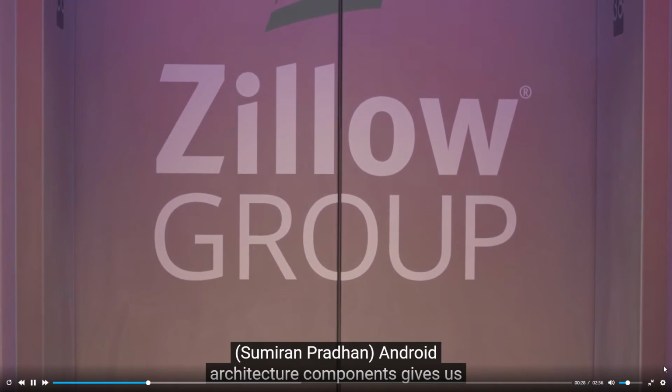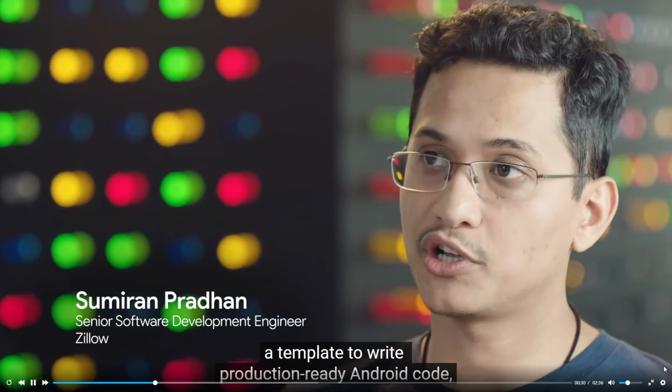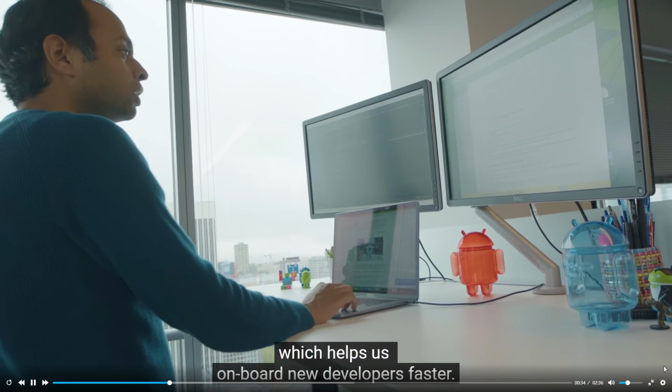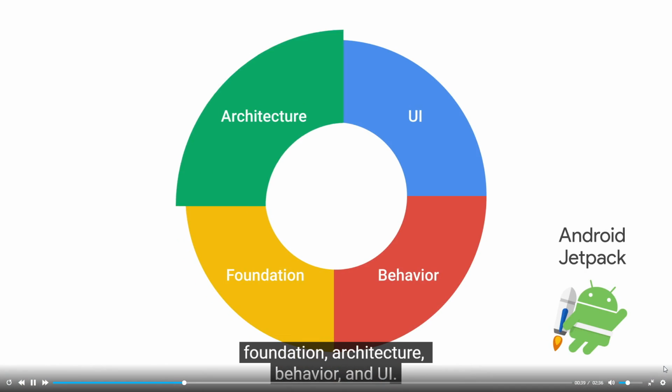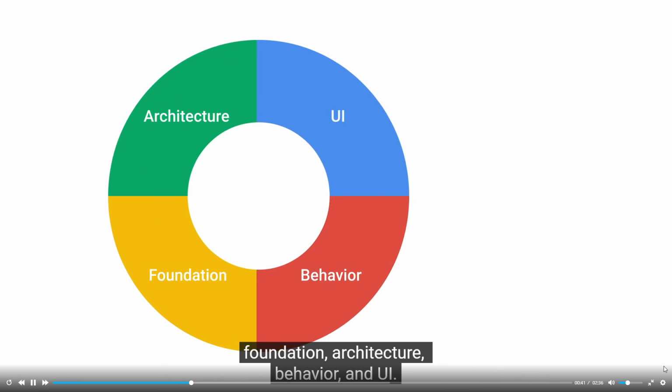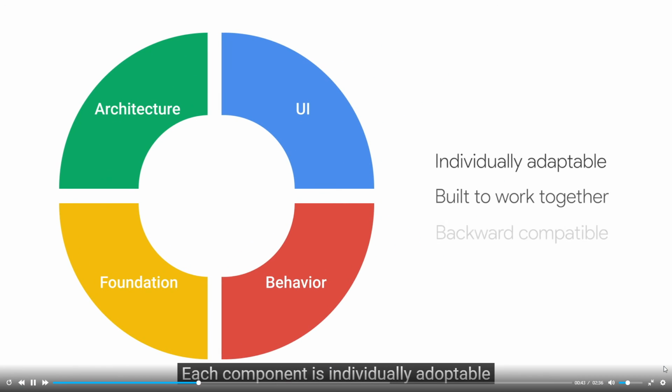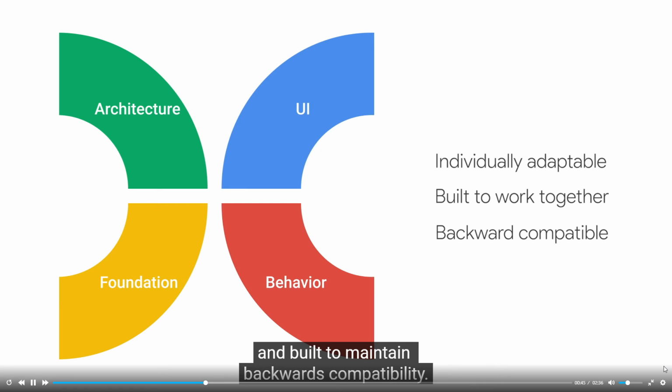Android architecture components gives us a template to write production-ready Android code, which helps us onboard new developers faster. Jetpack is made up of components in 4 categories: foundation, architecture, behavior, and UI. Each component is individually adoptable and built to maintain backwards compatibility.